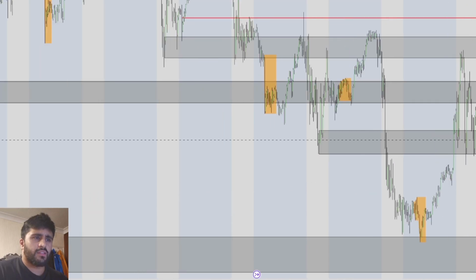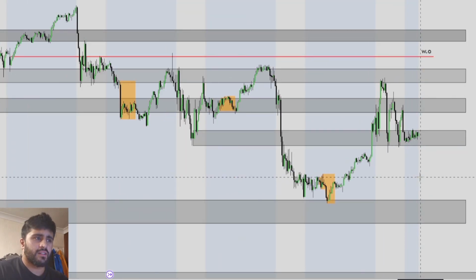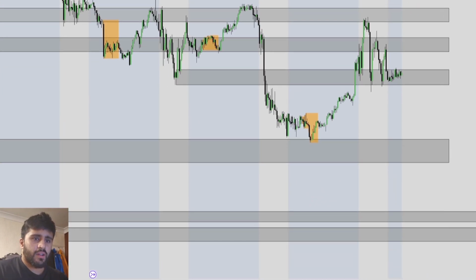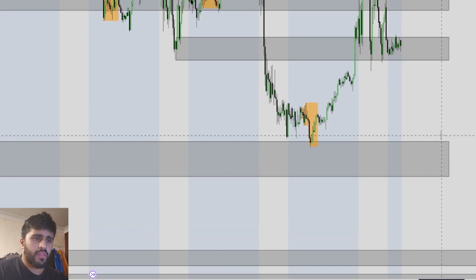If we go to the charts over here, this is ES on the 15-minute time frame, S&P 500 futures. So how do I form my key levels? Let's quickly break them down one at a time. We're going to start from this level down here.